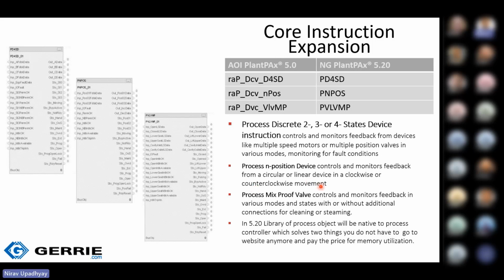So you can see that instructions related to process applications like valves, control, and feedback are renamed with the new generation of PlantPAx 5.20. So you can see the earlier instruction, and with the new generation, the instruction is like P_D4SD. This is all for valves, control, and feedback.